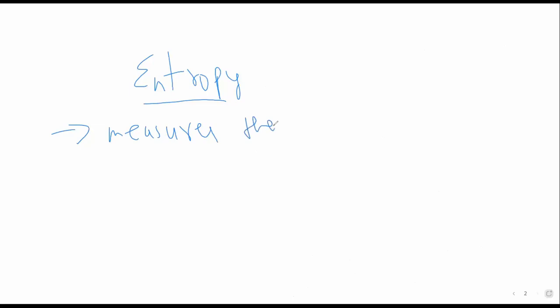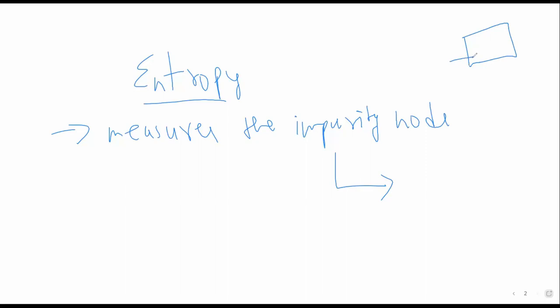It measures the impurity of a node. Now the question is, what is impurity? Suppose we have a decision node, and the impurity of this node is zero. If all the samples in a decision node belong to the same class, then we can say impurity is low. Suppose we have this decision node D1.